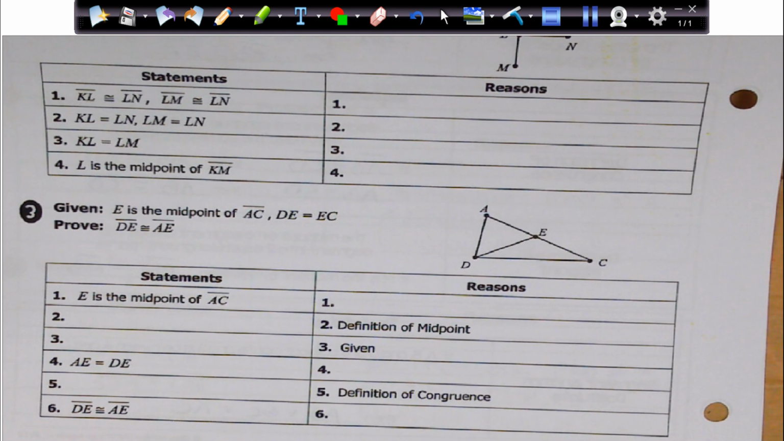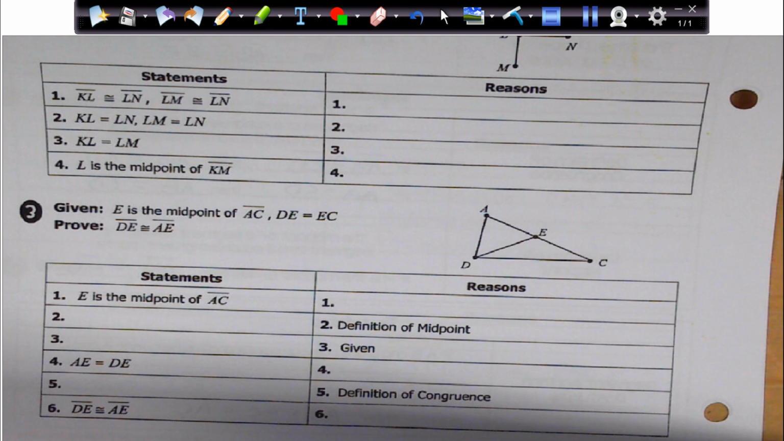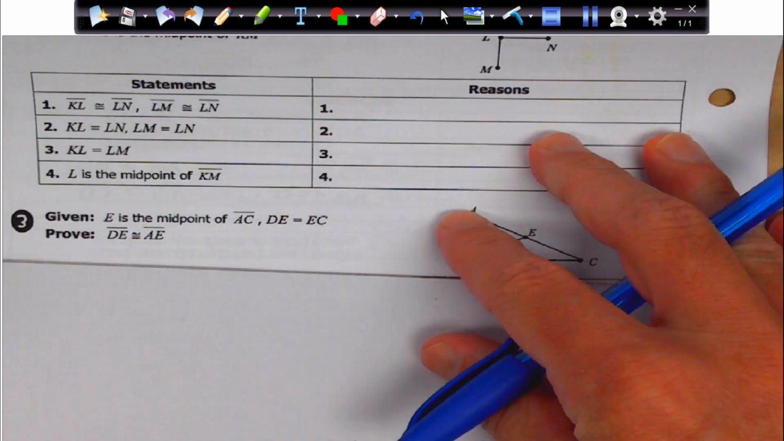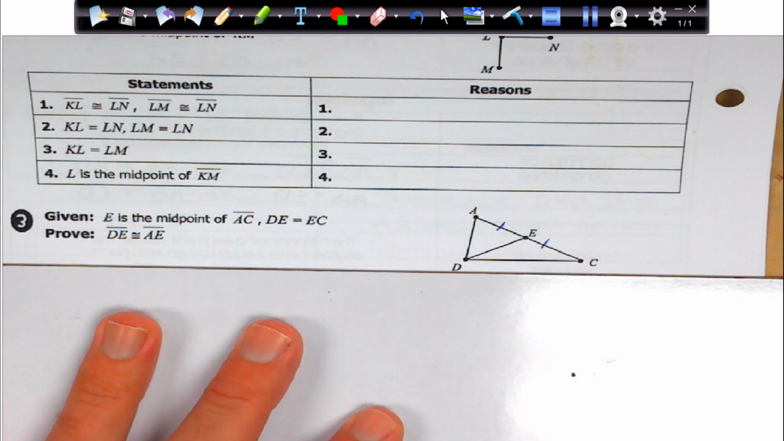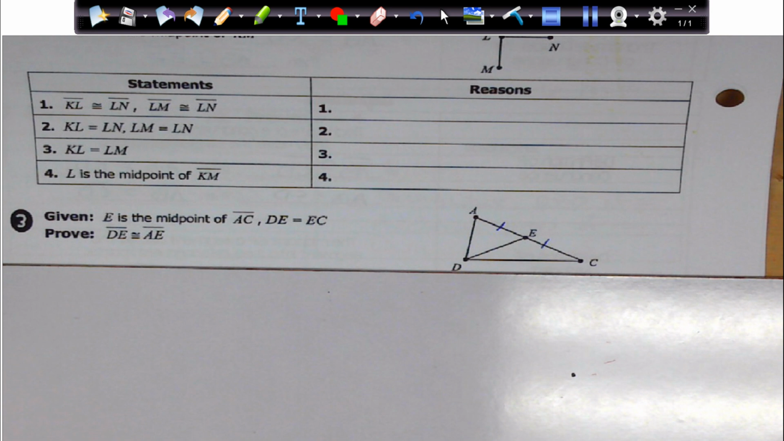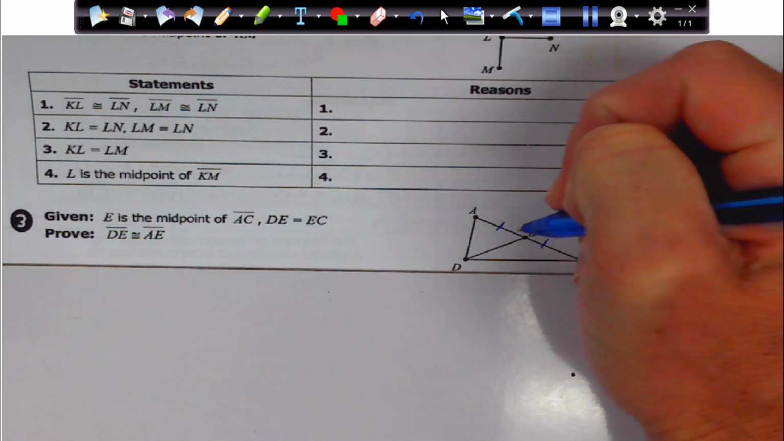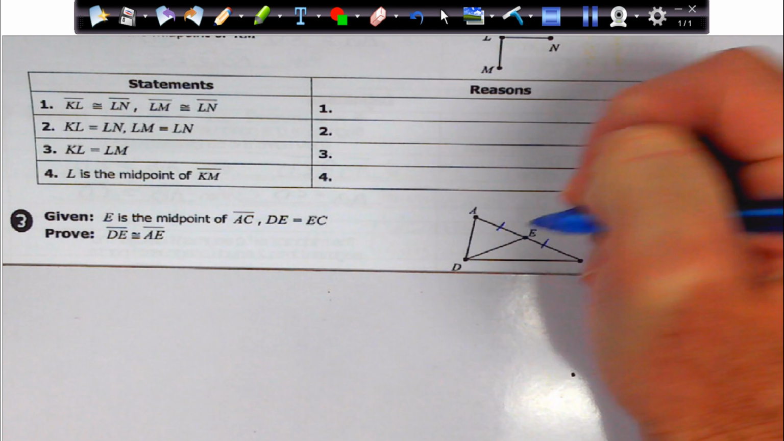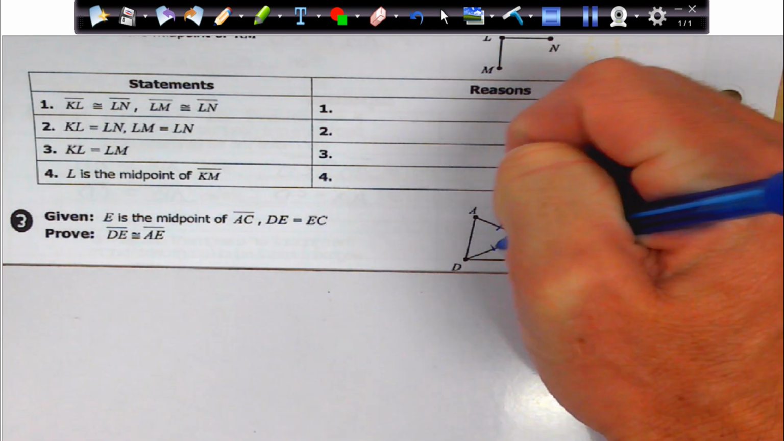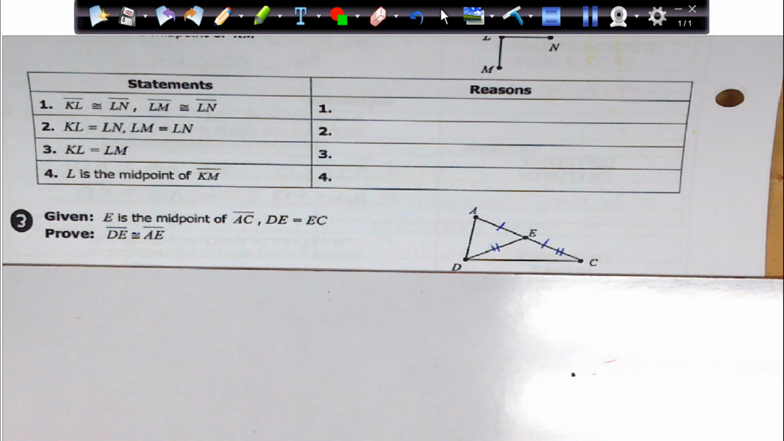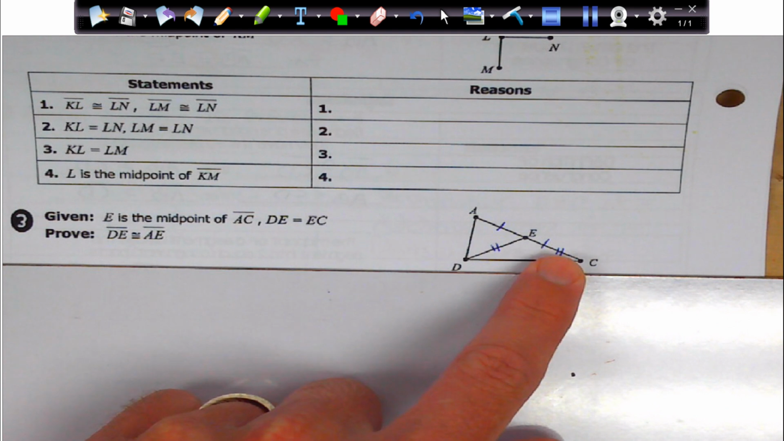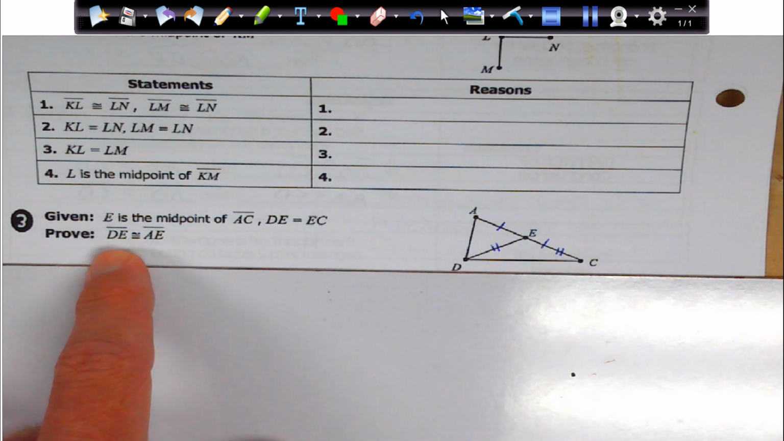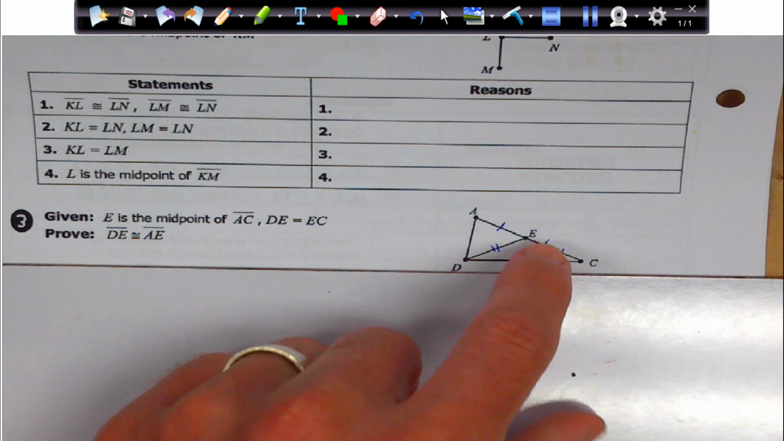So let's take a look at this one. Again, I don't really like to look at the bottom part, so I'm just going to look here. It says E is the midpoint of AC. So I'm going to mark right now that E is the midpoint of AC. And then it says DE is equal to EC. That's a little tricky. I'm going to put 2 marks here, and 2 marks here. So I know that EC is equal to AE and EC is equal to DE. Now I'm going to try to show DE is equal to AE. That's sounding like transitive property, right? I'm saying EC is going to be the same as AE.